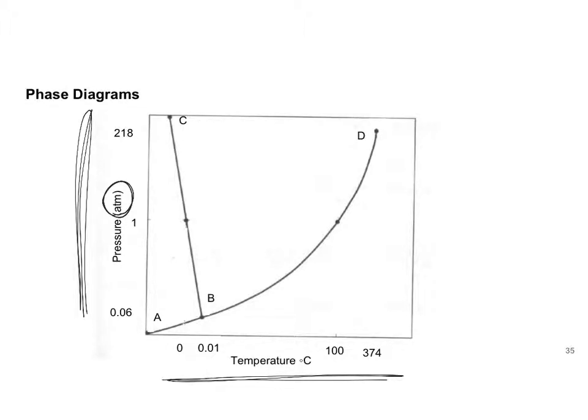Now, there are a bunch of places that we need to identify. First of all, solids generally occur in this area here, okay, and liquids generally occur in this area here, and gases generally occur underneath the entire curve.